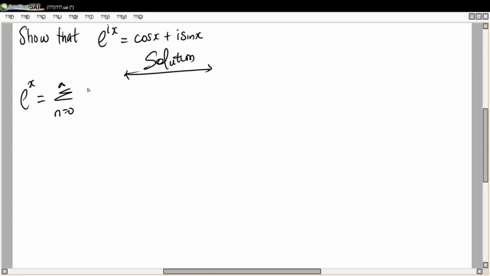We know that e raised to the power of x in Maclaurin series is the sum from n equals 0 to infinity of x raised to the power n over n factorial. Now I can rewrite this in the form of e raised to the power ix. That would be the sum from n equal to 0 to infinity of ix raised to the power n over n factorial.